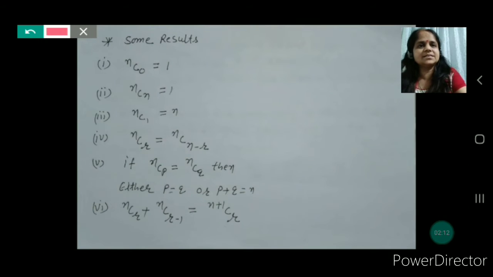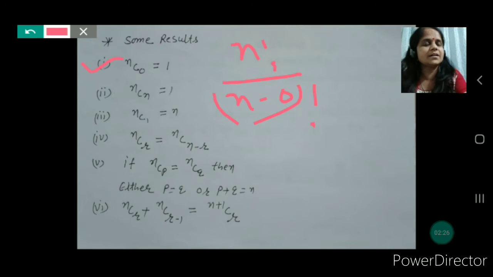Now let's move to some results related to combinations. First, nC0 is equal to 1. When you apply the formula for nC0, it is n factorial over (n minus 0) factorial, and r here is 0, so write 0 factorial. Now solve it: n factorial cancels n factorial, and 0 factorial means 1, okay students. So directly you can learn this result. Second, nCn is equal to 1. For this also you can apply the formula and get the same result.